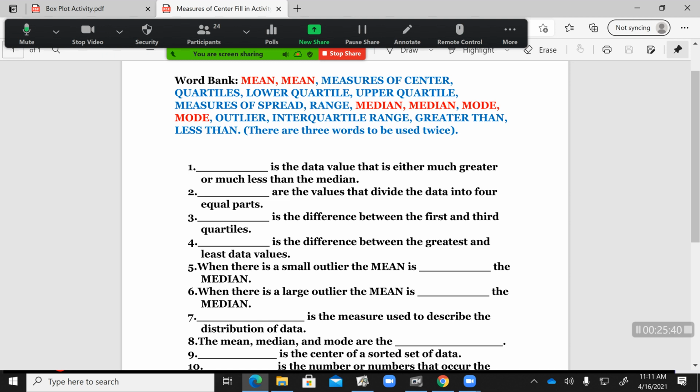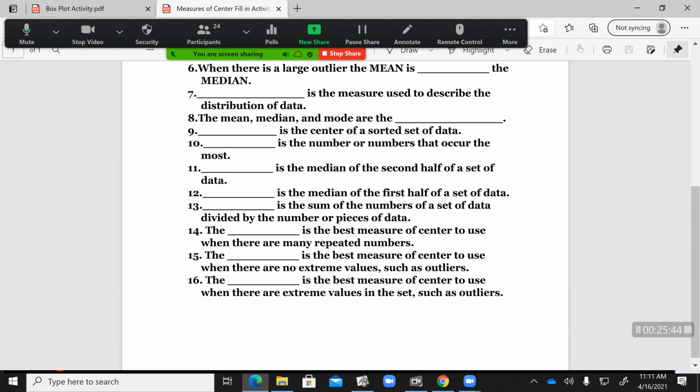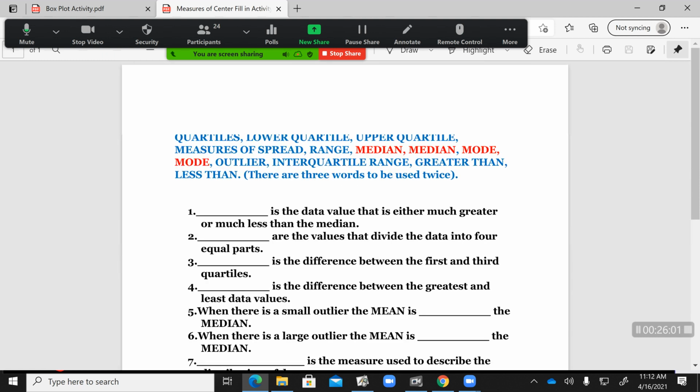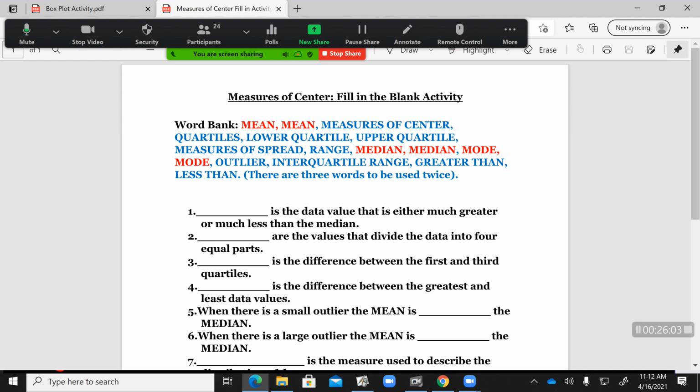So this is all stuff we talked about yesterday and today, most of it today. So for example, number 16, the blank is the best measure of center to use when there are extreme values. We talked about that. Median is the right one to use when there are extreme values. So number 16 would be median. So on and so forth. This is just definitions and information that I gave you during these last two lessons.